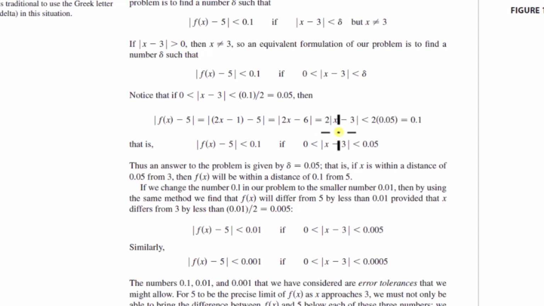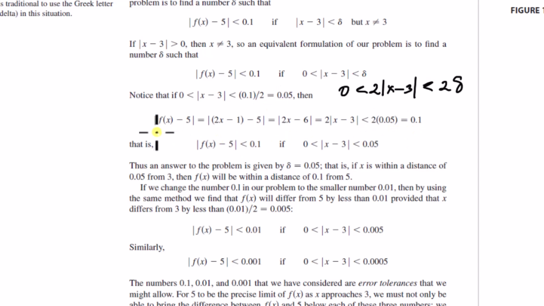And we get that the absolute value of f of x minus 5, when x is not equal to 3, is equal to this. Okay, but now what we notice here is that we have the absolute value of x minus 3, which corresponds to our input restriction. What we have is 2 times the absolute value of x minus 3. So if we multiply this entire inequality by 2, we get 0 is less than 2 times the absolute value of x minus 3, which is less than 2 times the delta, 2 times 0.05, which is 0.1.